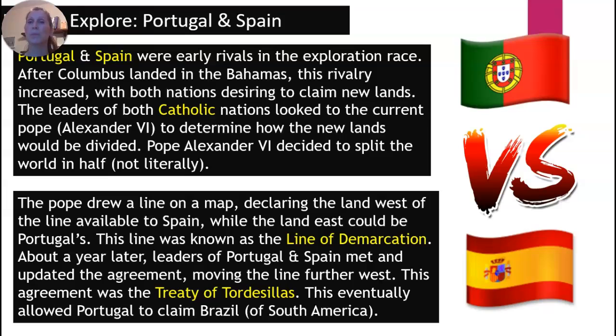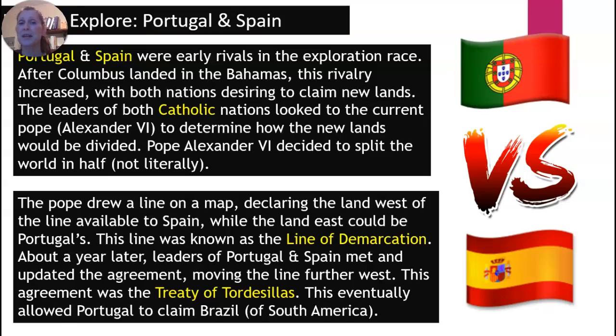So, race to explore: Portugal and Spain. Portugal and Spain were early rivals in the exploration race. After Columbus landed in the Bahamas, the rivalry increased, meaning they started fighting even more. And with both nations desiring to claim new lands, the leaders of both Catholic nations looked to the current Pope, which was Alexander VI, to determine how the new lands would be divided, how they could be separated.